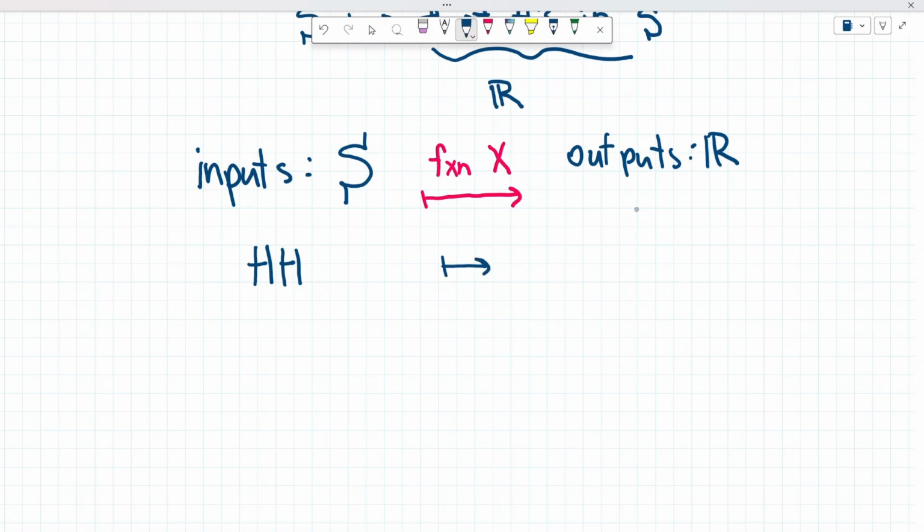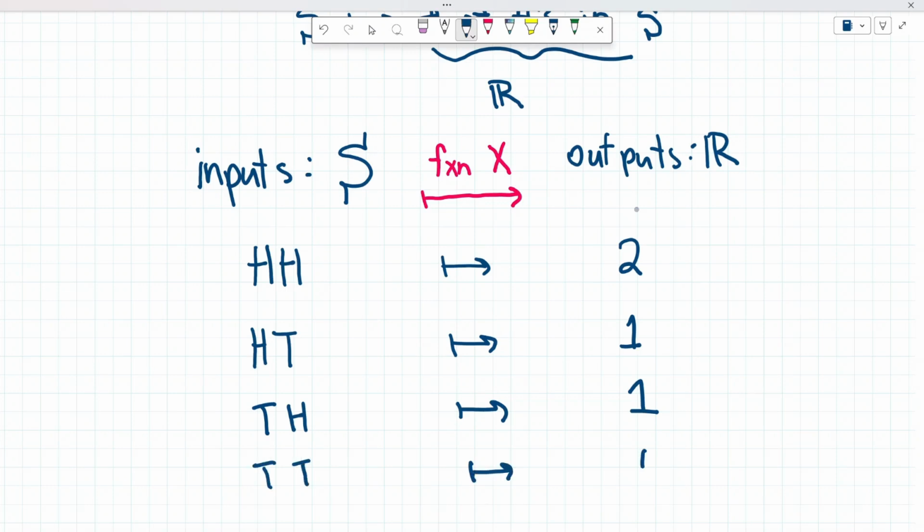If we go through our function, we see that our output is 2 because we are tracking the number of heads, remember? And our second one is heads first, then tails. So that means that we only have 1 head. If our third one is tails, then heads, this is also just 1 head, right? And then our last one here is tails, tails. So this maps to the number 0 because we have 0 heads in that case.